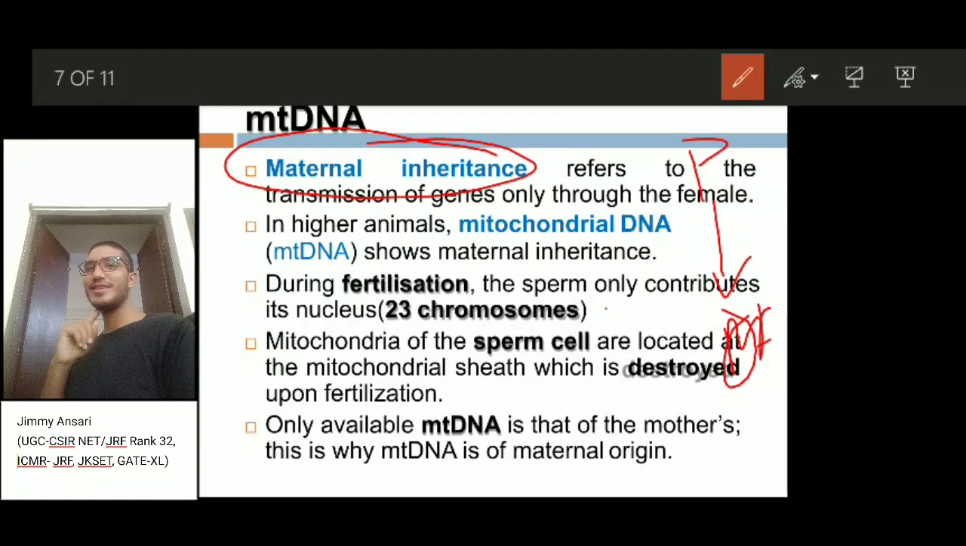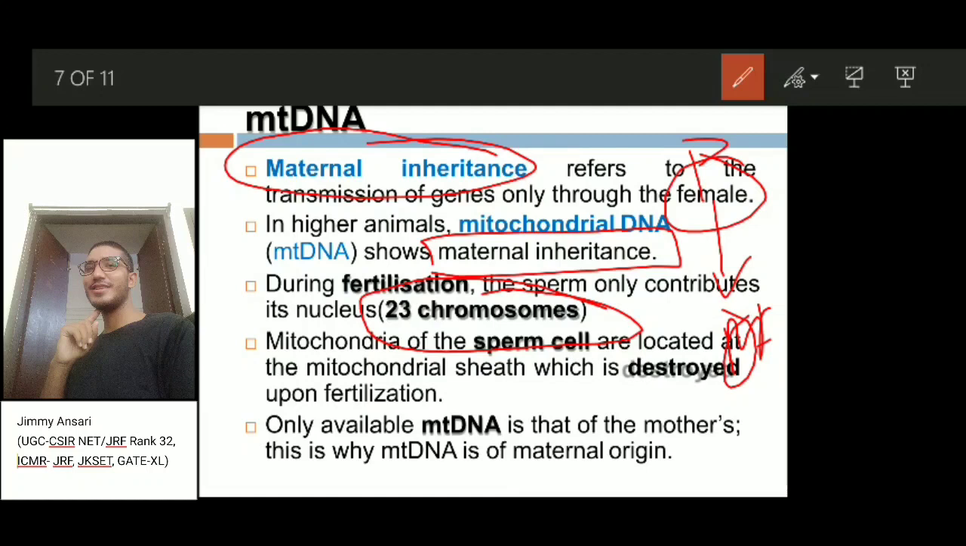During fertilization, the sperm contributes only 23 chromosomes. So okay, let's come again. Maternal inheritance refers to the transmission of genes only through the females, from the mother to the offspring. So in higher animals, mitochondria show only maternal inheritance. The sperm only contributes 23 chromosomes.